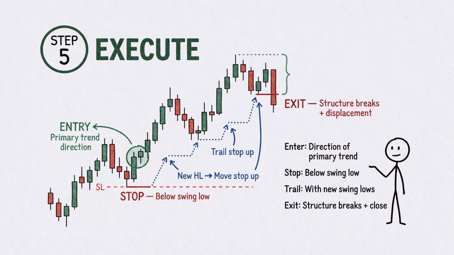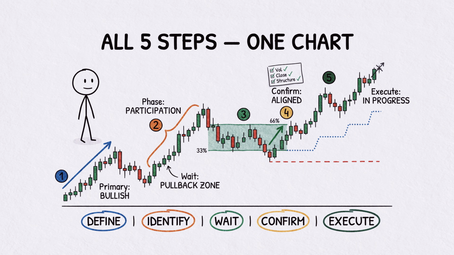Step 5. Execute. Enter in the direction of the primary trend during the secondary reaction in Phase 2. Place your stop below the most recent swing low. Trail your stop as the trend creates new swing lows. Exit when the structure breaks. When a swing low is violated with a close and displacement. 5 steps. Define, identify, wait, confirm, execute. That's Dow theory applied. Not as geometry, but as a complete trading system.